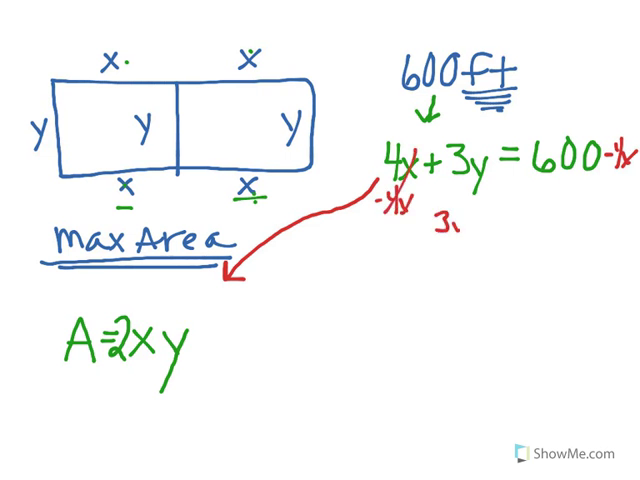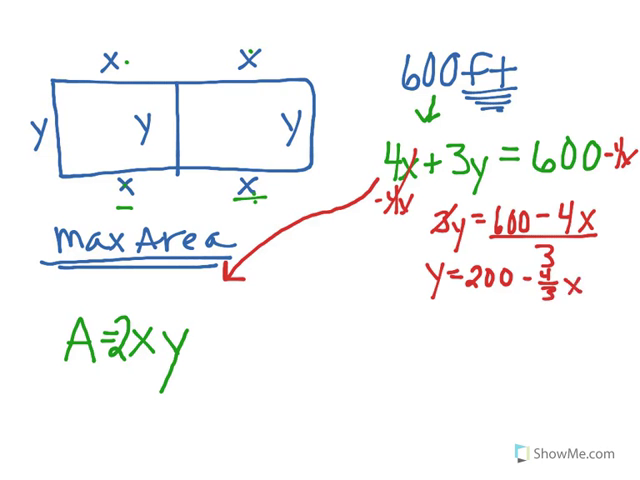And I've got 3y equals 600 minus 4x. And then I'm going to divide by 3. And I've got y equals, what's 600 divided by 3? That's going to be, let's look at that, 200. 200 minus 4/3 x. So I now have my condition to put in the equation.